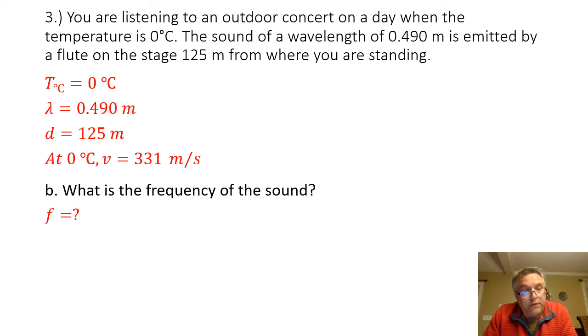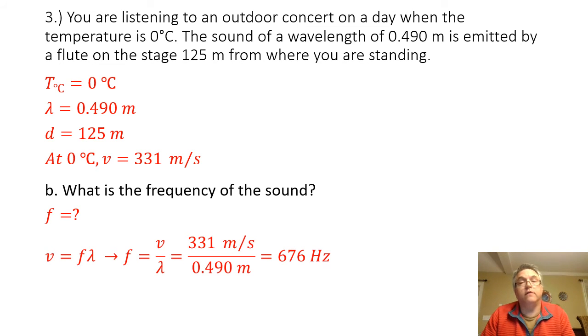All right, so we're looking for the frequency. We know that we have the wave speed and the wavelength. So in order to find the frequency, we just take our wave speed and divide it by our wavelength. So 331 meters per second divided by 0.490 meters will give us a frequency of 676 hertz.